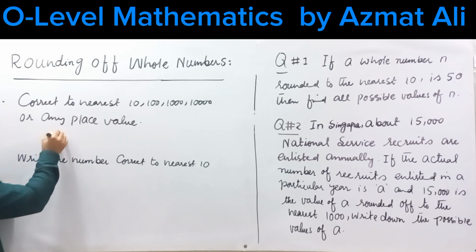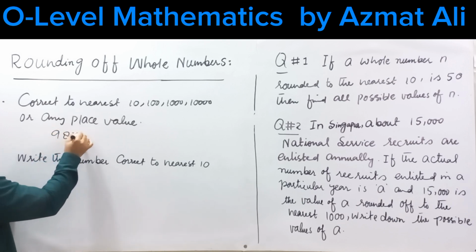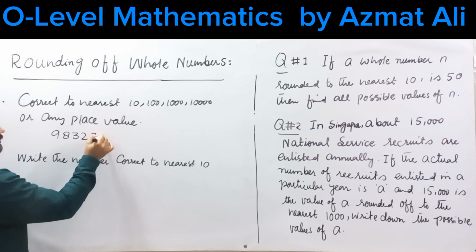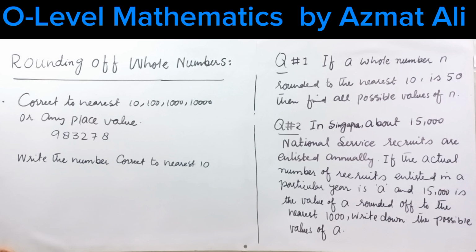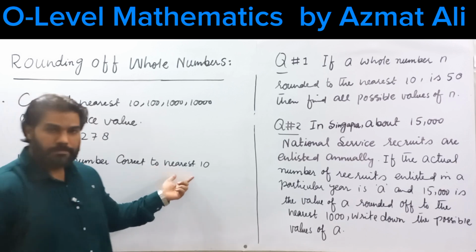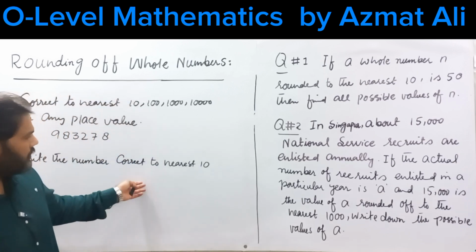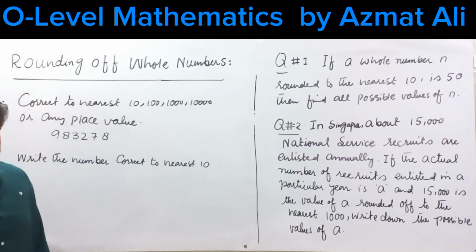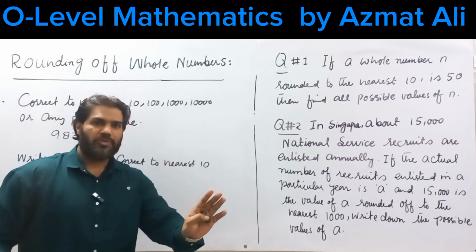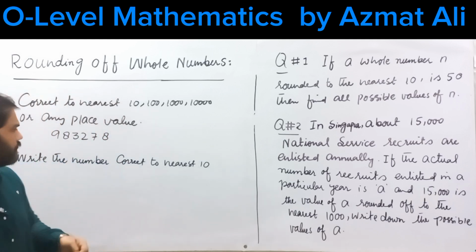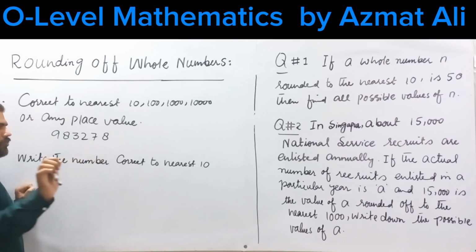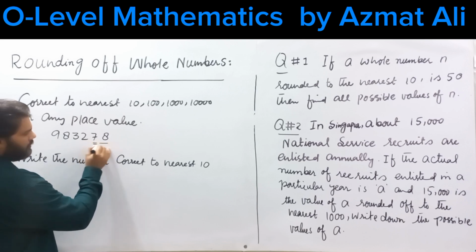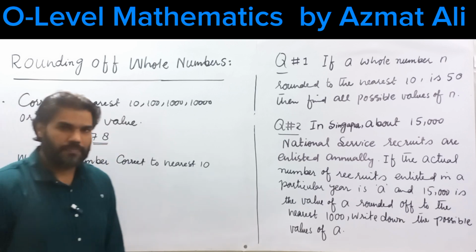Suppose our whole number is 98278. I want to round off this number correct to the nearest 10. Nearest 10 means up to the 10th place. Nearest 10 means you have to choose the last two digits from this number. The last two digits of this number are 7 and 8, that form 78.